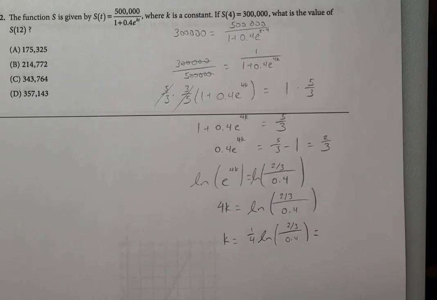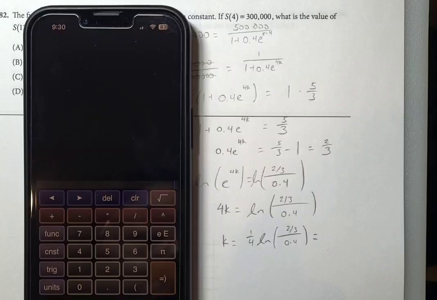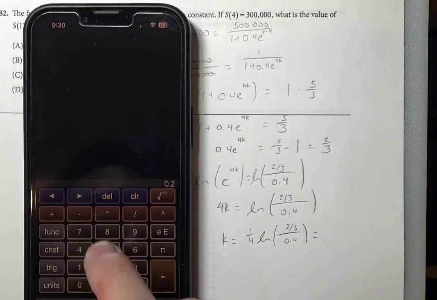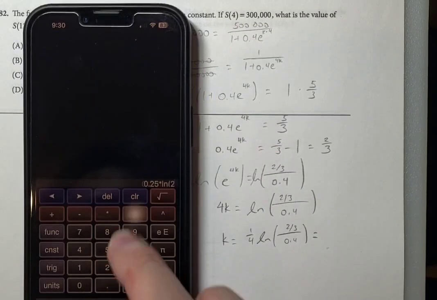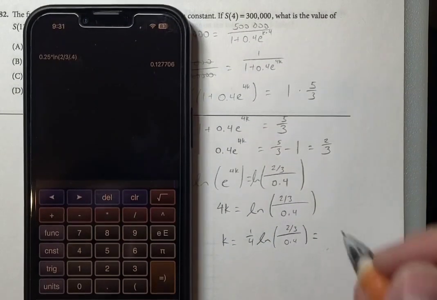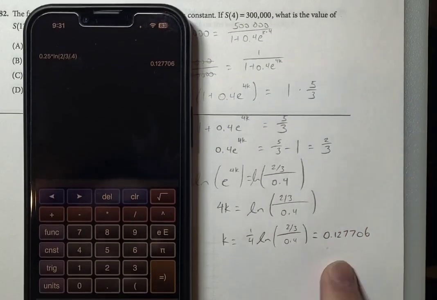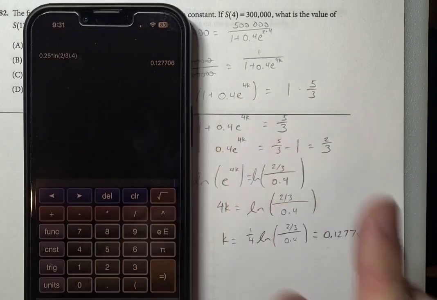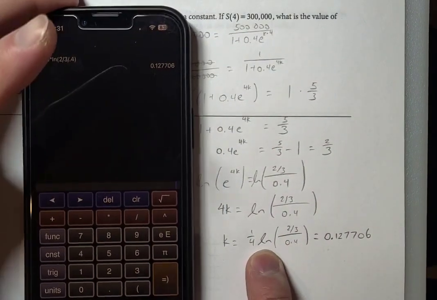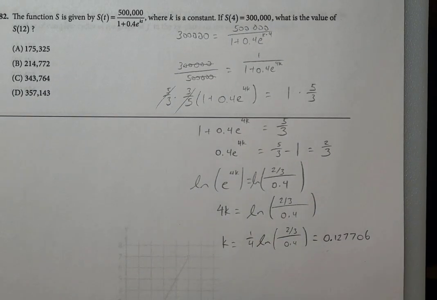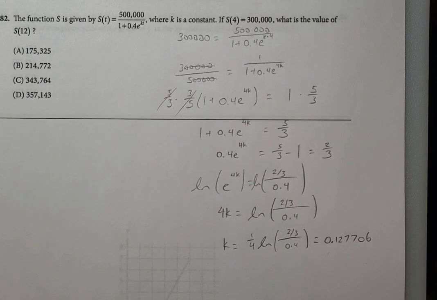which is equal to, so we need a calculator for this. Let me even show you how I'm going to input it in my calculator app on my phone. It would be 1/4 is 0.25 times natural log of 2/3 over 0.4. So our k is 0.127706, something like that. You should store this in your calculator to get the exact form. Or you can just plug this in when we need it. But I would just store this in the calculator because it's the calculator required section, they even say. Okay, so this is our k.